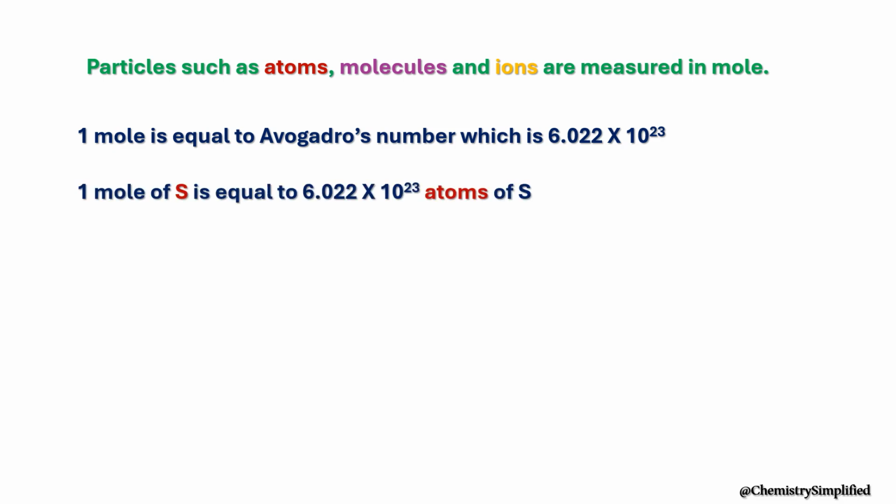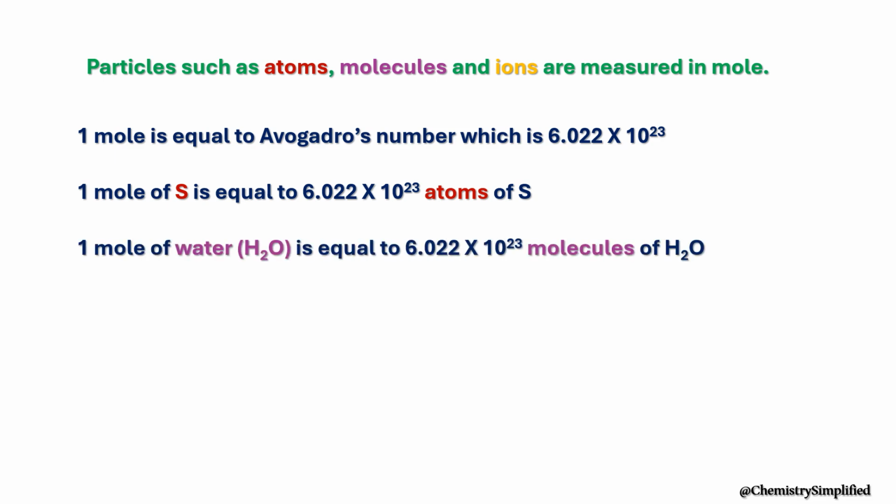So we can say 1 mole of sulfur is equal to Avogadro's number of atoms of sulfur, which is 6.022 times 10 to the 23rd. Moreover, we could also say 1 mole of water is equal to 6.022 times 10 to the 23rd molecules of water, because water is a molecule.